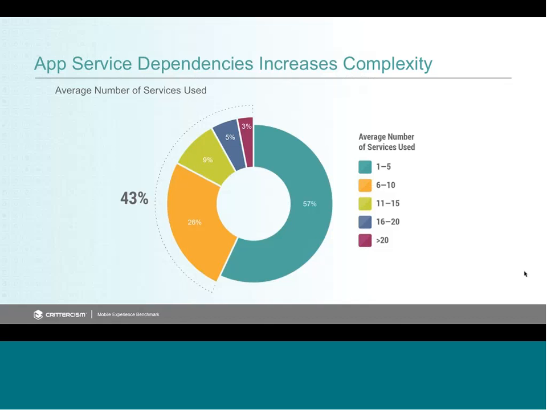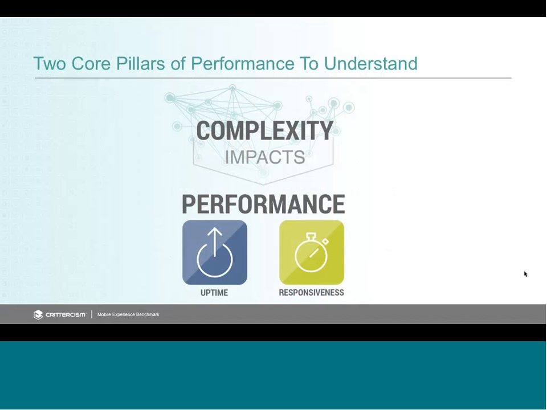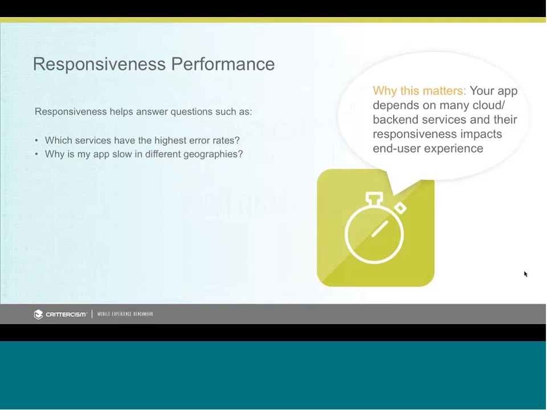So there are really 2 main pillars of performance to understand. The complexity ultimately impacts performance, and if you think about two halves to the puzzle, one half is controlling the uptime or stability of the application, and the second half is about the responsiveness that the end user experiences, meaning the underlying performance of those services and how they help determine the ultimate performance of the application. So we're going to look at both of those and give you some benchmarks and how to interpret those for your app. So let's start with responsiveness.